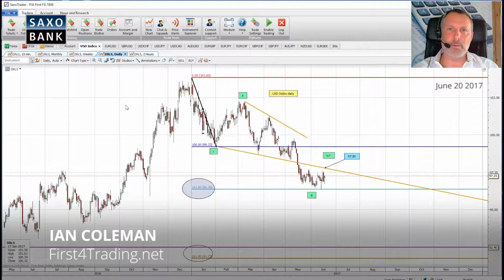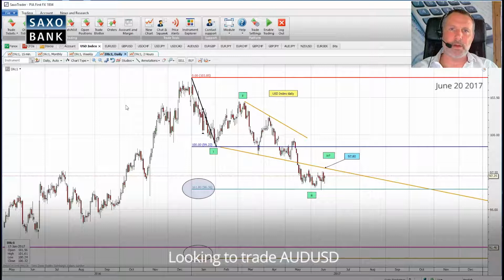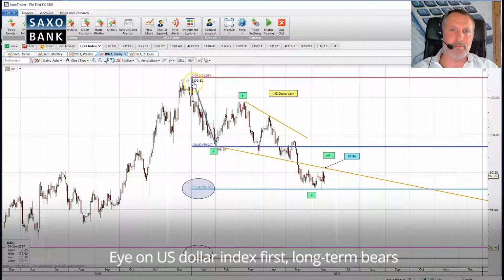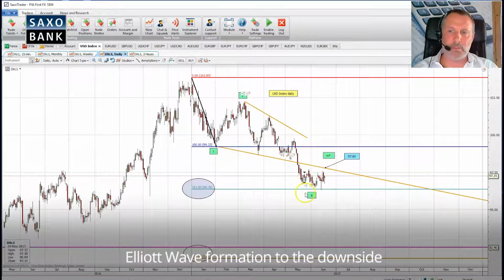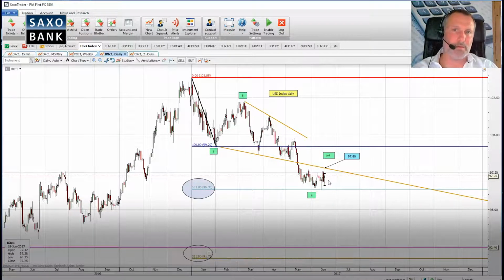Good morning. This morning we want to focus on Aussie dollar, but I briefly want to talk about the dollar index first. Now, we are long-term bears in the dollar index. We think we're forming an Elliott Wave formation to the downside. We've had wave 1, wave 2, and then we've hit this 161.8% extension level at 96.36, and we've seen a bounce to the upside.